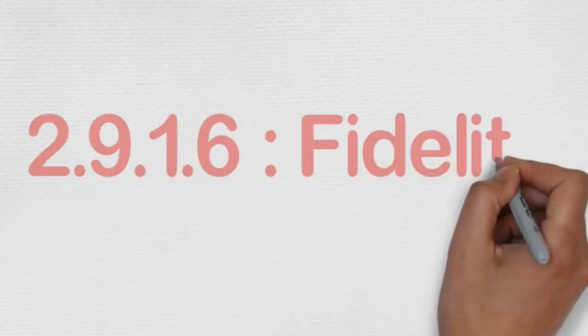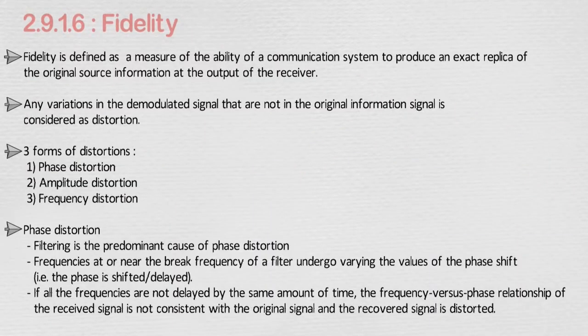2.9.1.6 Fidelity. Fidelity is defined as a measure of the ability of a communication system to produce an exact replica of the original source information at the output of the receiver. Any variations in the demodulated signal that are not in the original information signal are considered distortion. Three forms of distortion: 1. Phase distortion. 2. Amplitude distortion. 3. Frequency distortion.